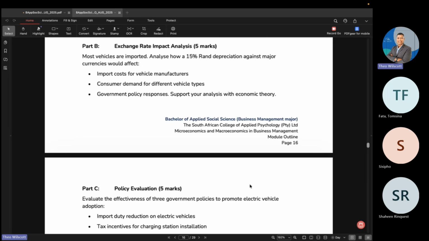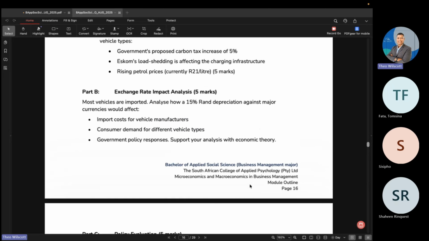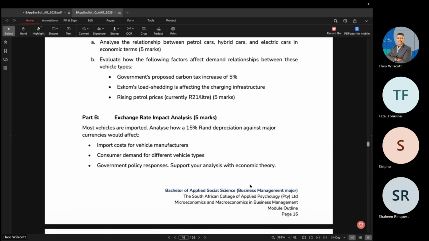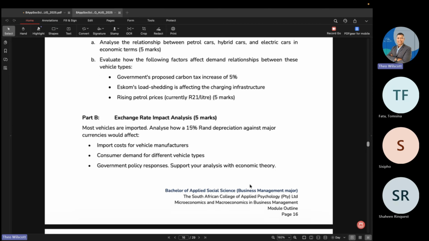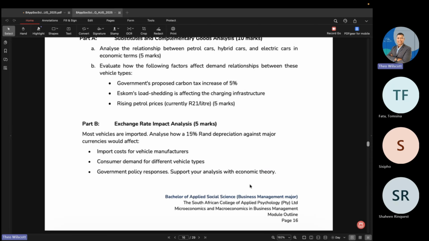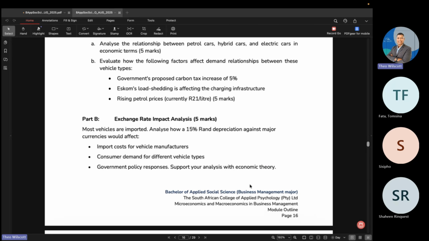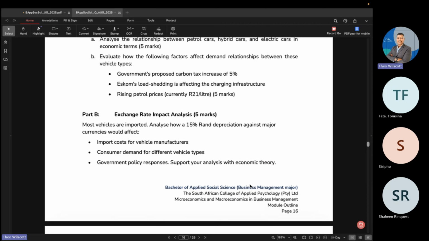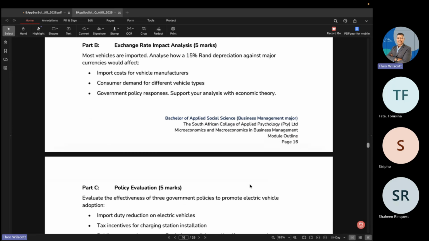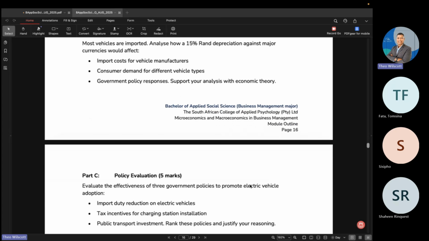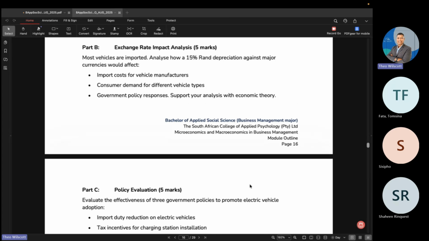Obviously, the cost of parts will increase. Consumer demand for different vehicle types. Now, if the whole vehicle is being imported, then that price will go up, significantly go up. And then government policy responses, support your analysis with economic theory.